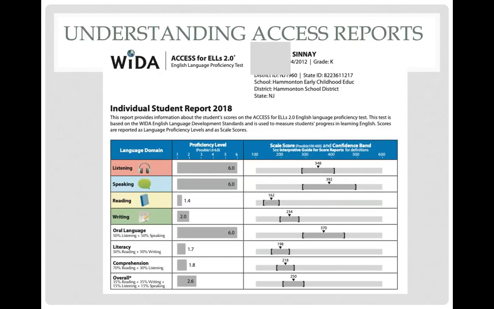Students' English language proficiency is determined by the ACCESS for ELLs assessment. A student score report looks like this. Students are tested in the 4 language domains: listening, speaking, reading, and writing. Testing results are reported in each domain, and students can score from a 1 to 6. You can see each domain score here, and there is also an overall score at the bottom.